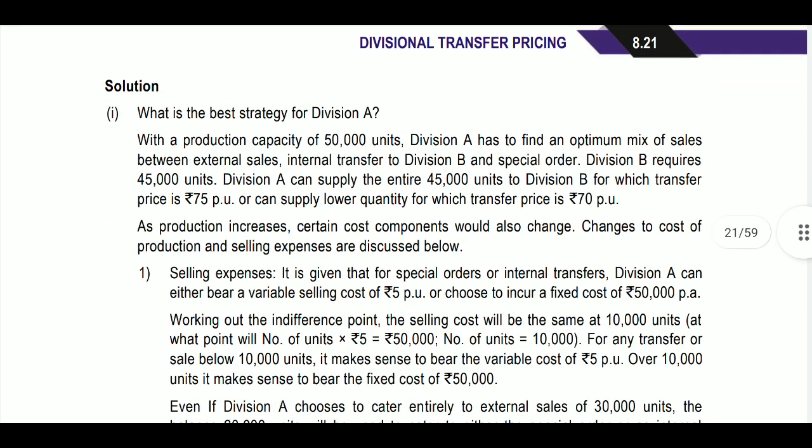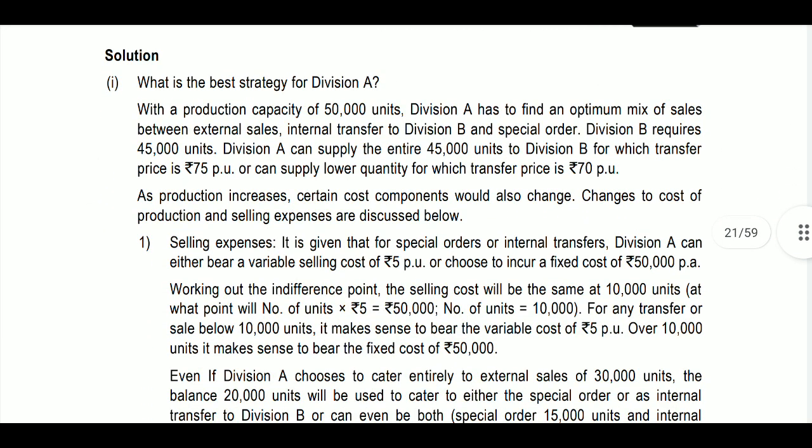Okay, what does best strategy mean? Answer: the production capacity is 50,000. And here we have an optimal mix. So in the optimal mix, what is there? Categories: one is external sale up to 30,000, then internal sale of 45 or less than 45, and another one is the special order. This is the optimal mix we have.